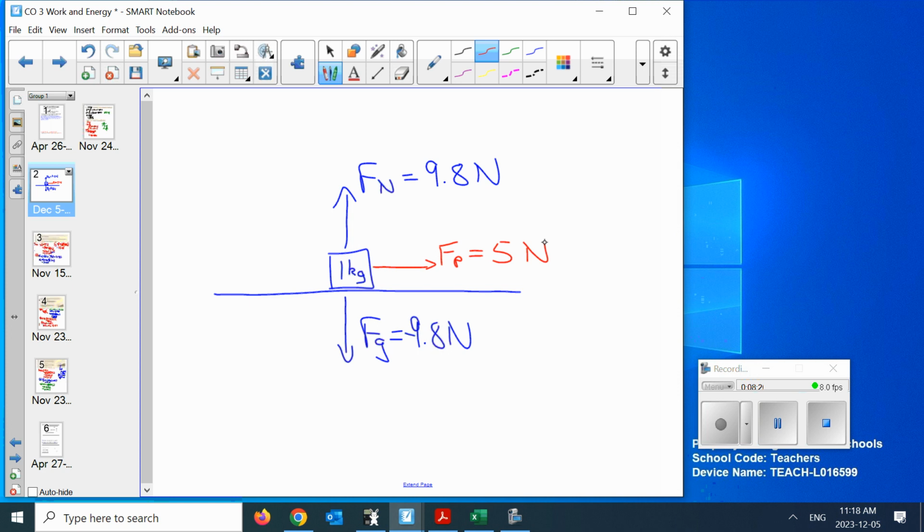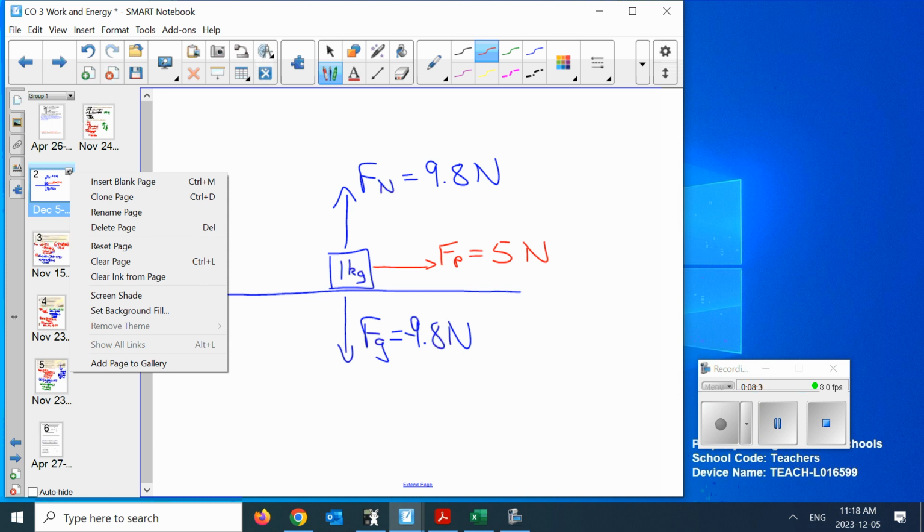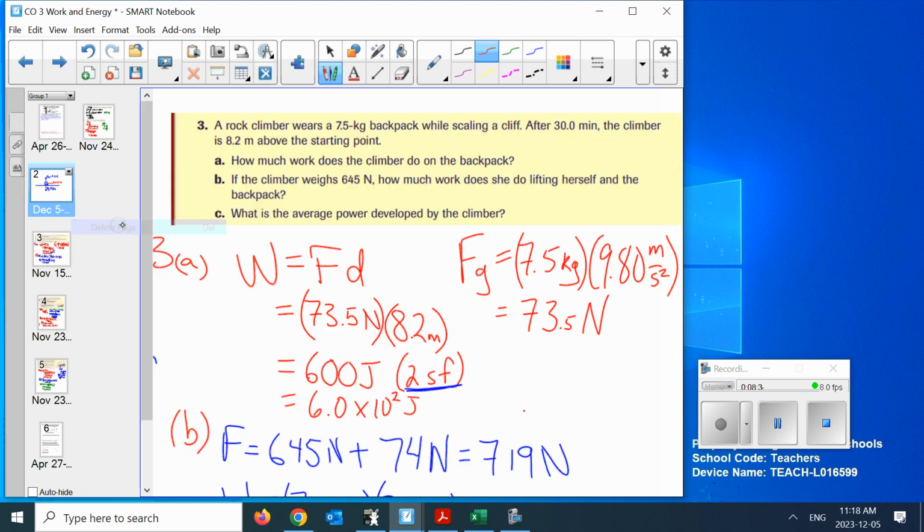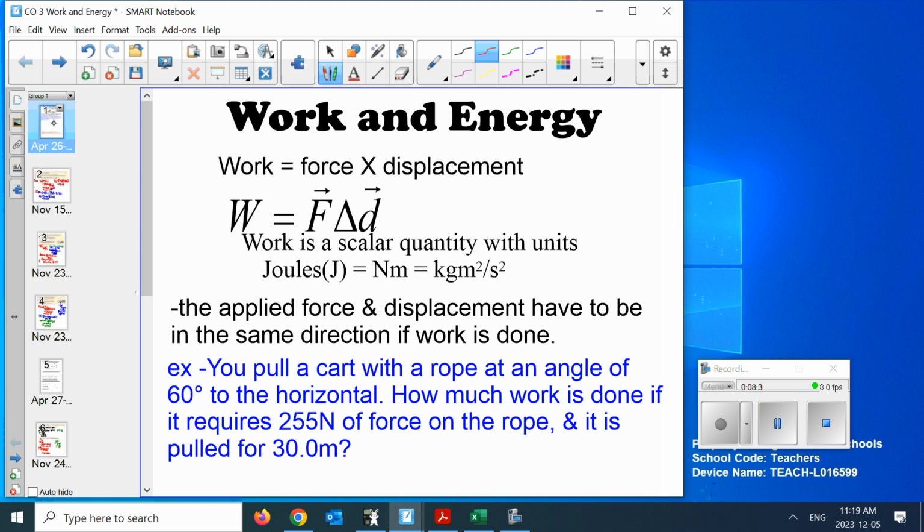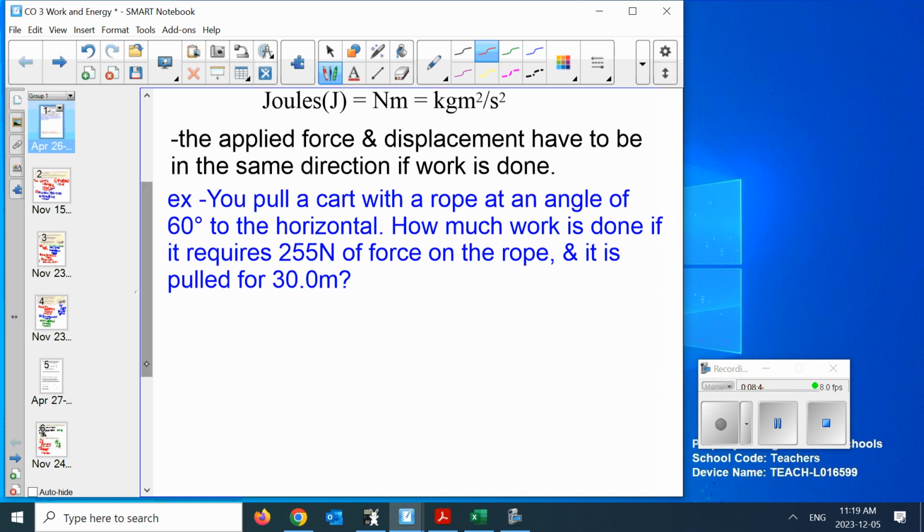So, okay, I'm going to get rid of this page. Clear page, delete. Okay. They have to be in the same direction of working. Well, let's take a look at this. It's going to involve some trick, but it's not as crazy.